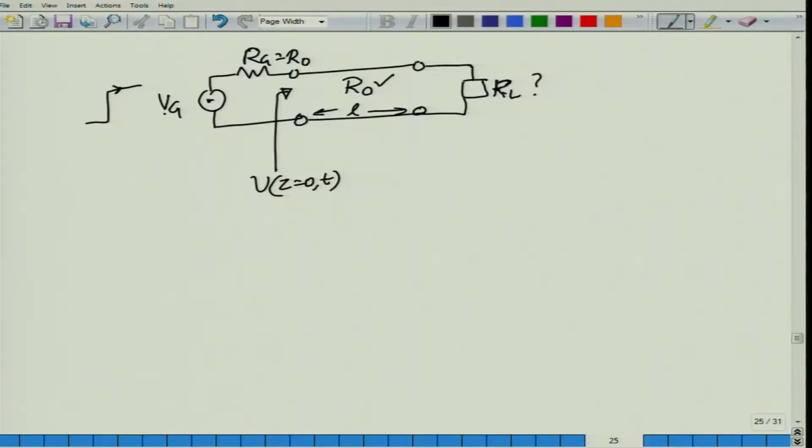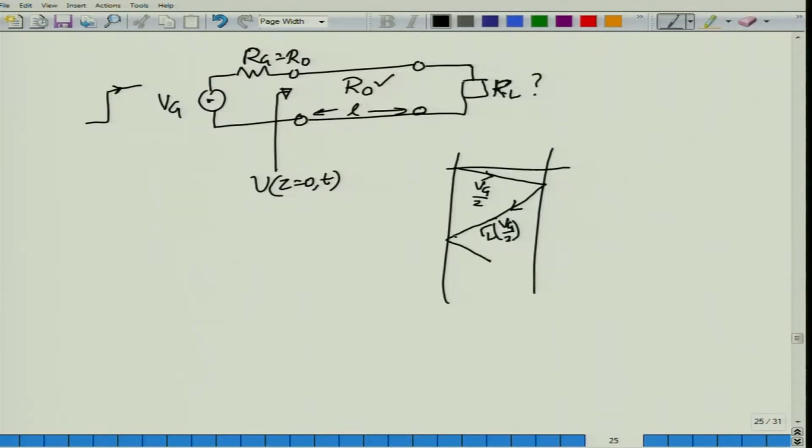Let me assume the step voltage of value Vg. Okay. So, clearly if I were to write down the lattice diagram, what I would observe is that an initial voltage of Vg by 2 will be launched at the input terminals of the transmission line. Because of the reflection at the load side, the voltage that would be coming back will be gamma L times Vg by 2. Assuming gamma L to be real, it could be either positive or negative, but it would be real because of the resistive termination. The receiving side voltage will undergo a change of gamma L into Vg by 2.